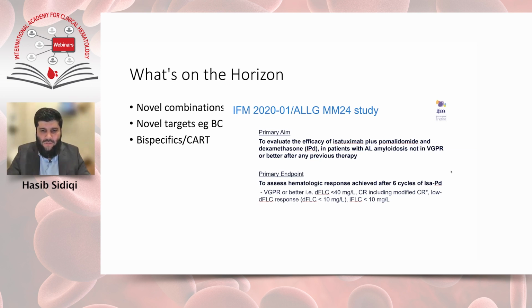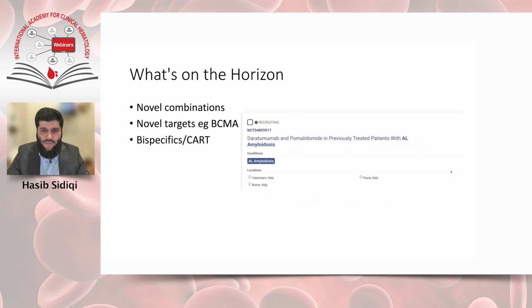And I can tell you anecdotally, having had some patients on this study, that this really is a potent regimen, and we're eagerly awaiting the results of this study. But these are the kinds of combinations I think that are really going to change some of our ability to treat particularly relapsed disease. There are other combinations being studied, such as daratumumab and pomalidomide in previously treated AL, and a host of other agents that are being looked at.